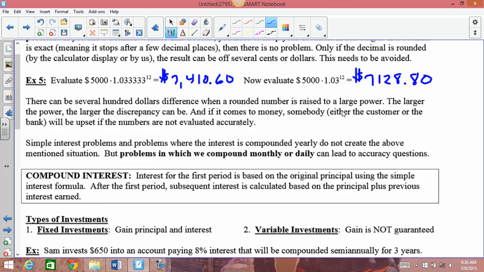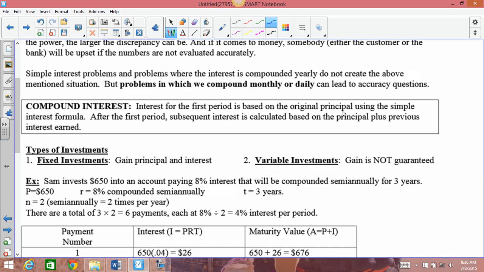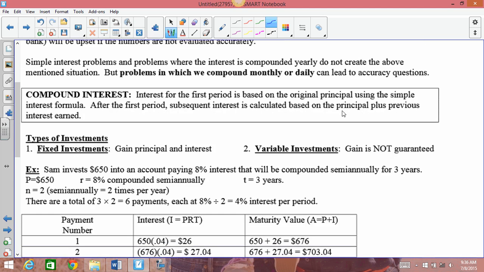All right, so with that said, let's move into the idea of compound interest. Compound interest is where you actually earn interest on your interest, and it's something that we would all like to find. They're hard to find, but they're worth finding.